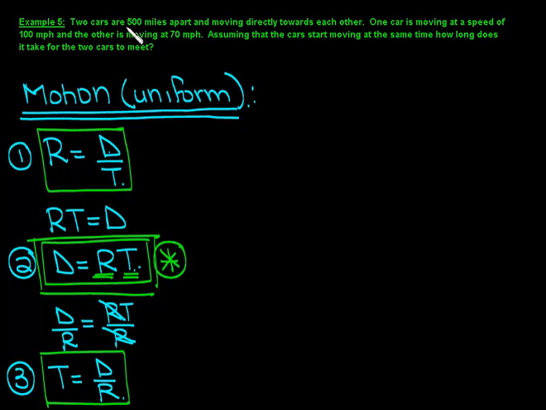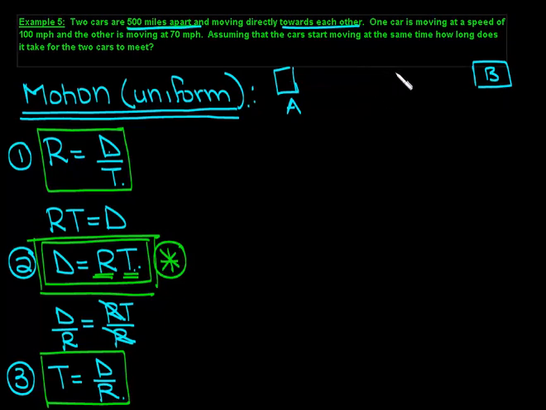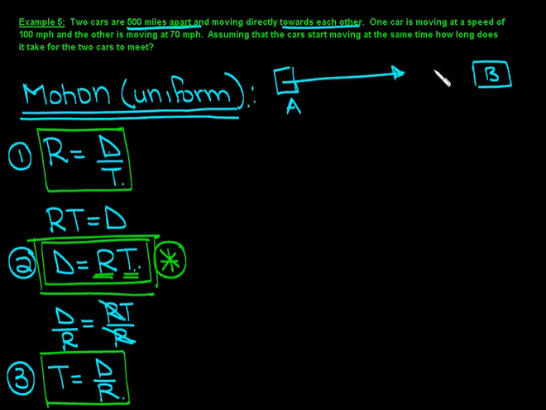Two cars are 500 miles apart and moving directly towards each other. One car is moving at a speed of 100 miles per hour and the other is moving at 70 miles per hour. Assuming that the cars started moving at the same time, how long does it take for the two cars to meet? So let me draw a picture. Again, a picture is helpful in this case. So I have two cars. Let's say this is car A here. I'll draw a box. It is moving in this direction, and then there's car B here, which is moving in this direction.